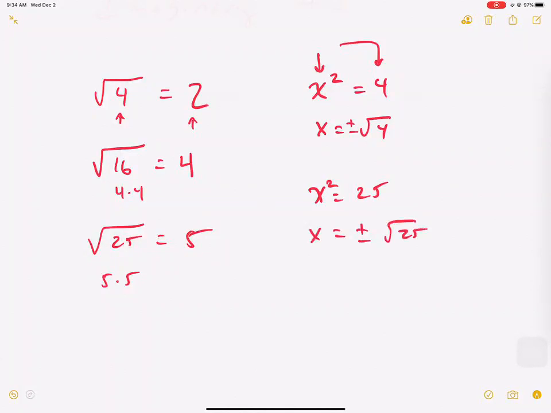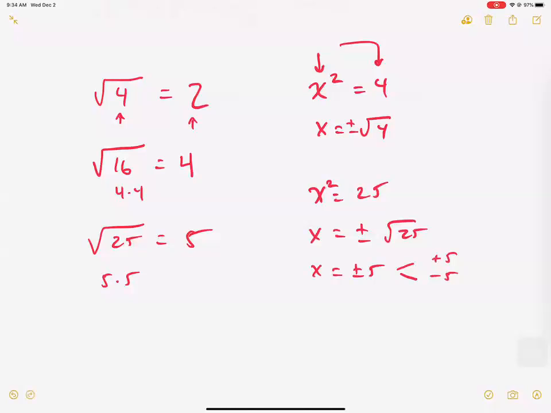Why do we say plus and minus? Because the square root of 25 sure is 5, so we have two options here, plus 5 and minus 5. Why do we have to write both these options? It's because when you use the square root as the inverse operation, the square gets rid of the positive or negative version. It makes everything positive.